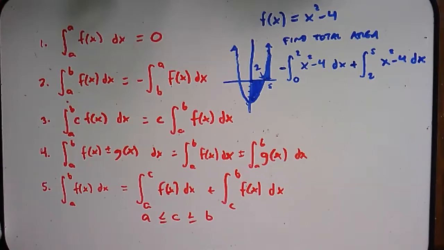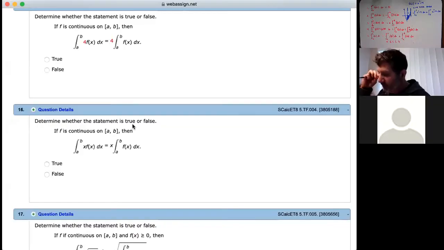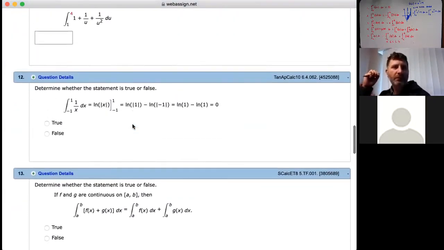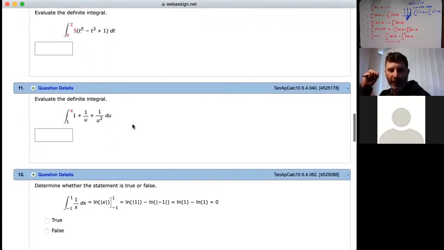I wouldn't mind if we went over 11 on 6.4. 11 on 6.4. Let me see if I can find that. Because I think I know what to do, but I'm not 100%. Are you seeing my assignment here? I am. Right here. Okay, great.